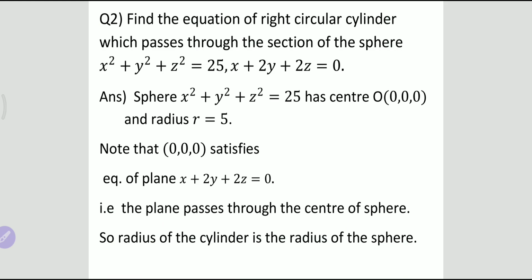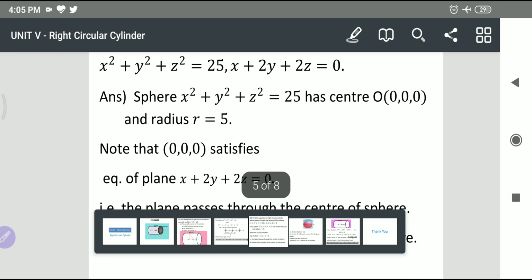The circle that you are going to get when you cut the sphere by a plane, the center of the circle and the center of the sphere are the same. So remember, this is a very important point: whenever the center of the sphere lies on the plane, the center of the sphere and the center of the circle are the same. Another thing, the radius of the sphere and the radius of the circle are also the same.